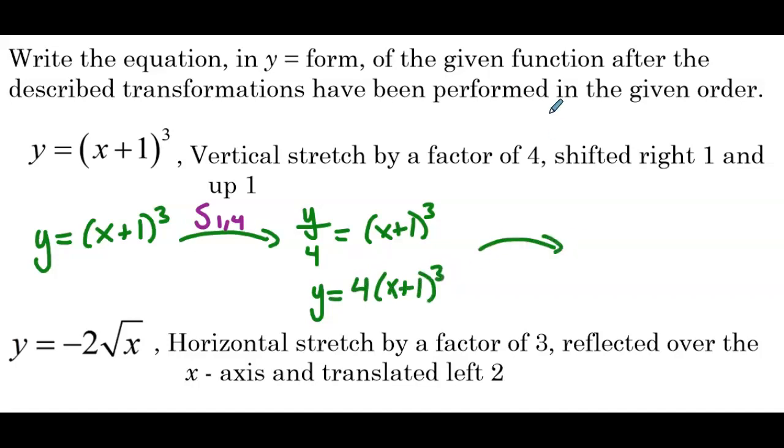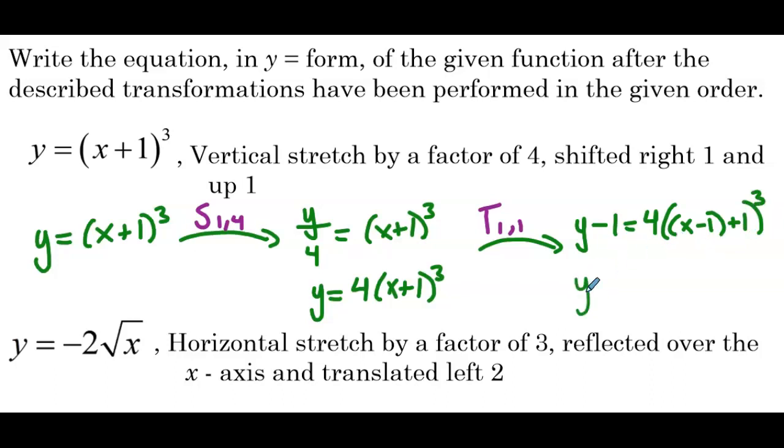And then we're going to follow that with a shift right 1 and up 1. Okay, so we're adding 1 to x, 1 to y, in a translation. So in our function, we have y minus 1 equals 4, and then again, we're adding 1 to the x, so I'm going to put another set of parentheses, so x plus 1, x minus 1 rather, right? It's always opposite, don't want to make that mistake. So x minus 1, and then the plus 1's outside that parentheses, cubed.